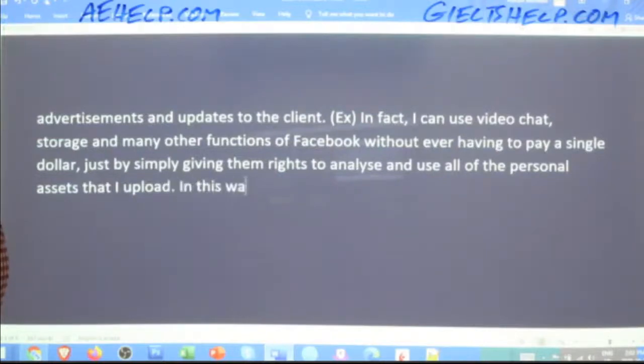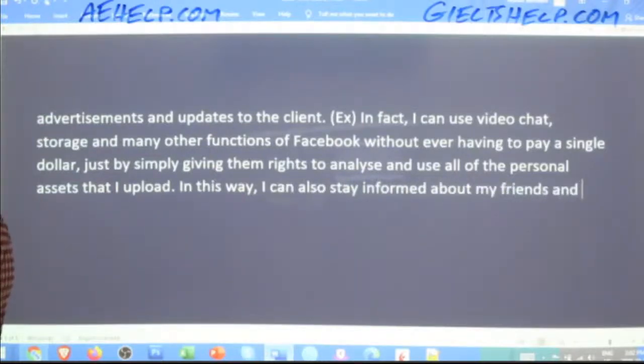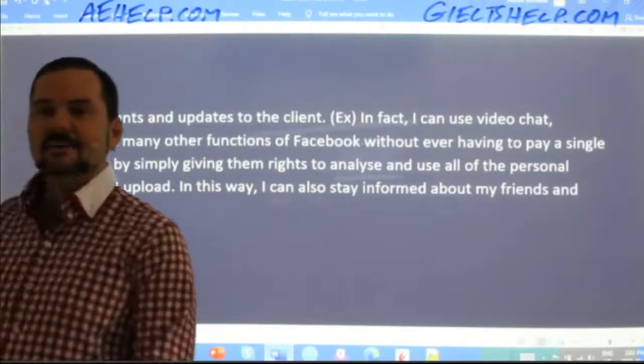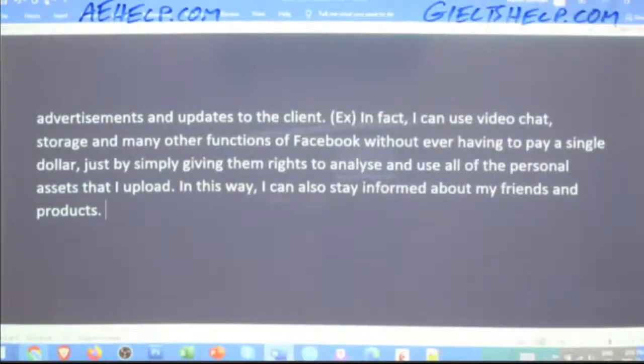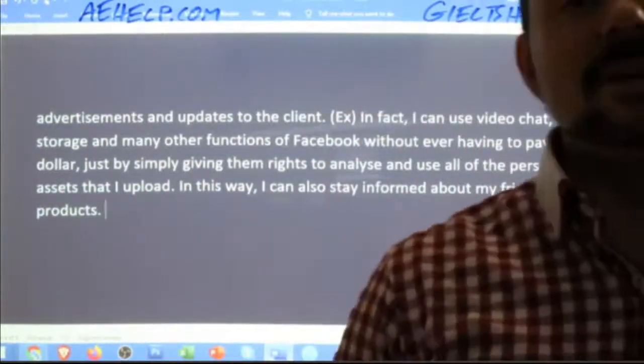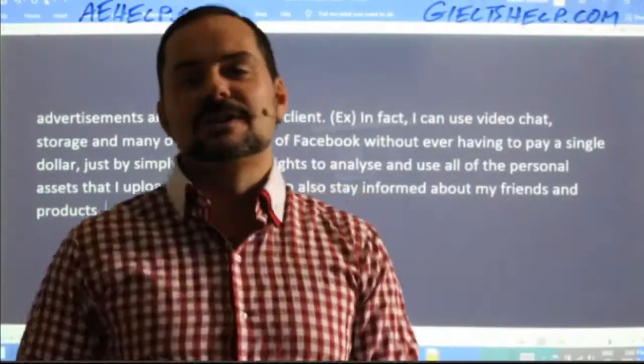In this way, I can also stay informed about and products. Okay. Yeah, so that would be my example of exchanging personal information to get free service and updates.